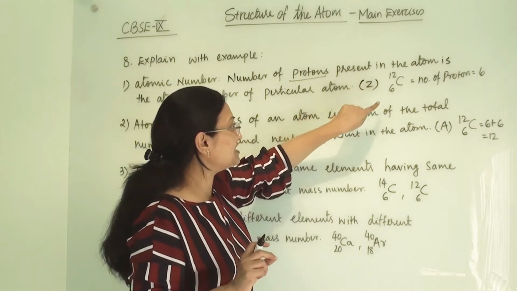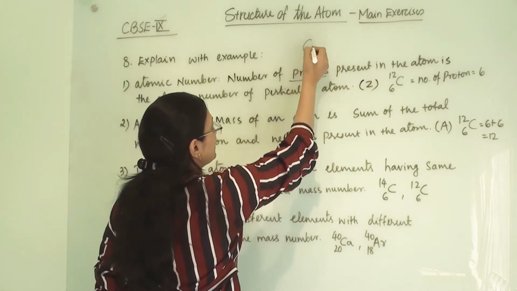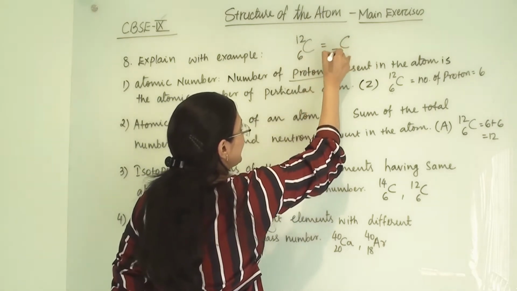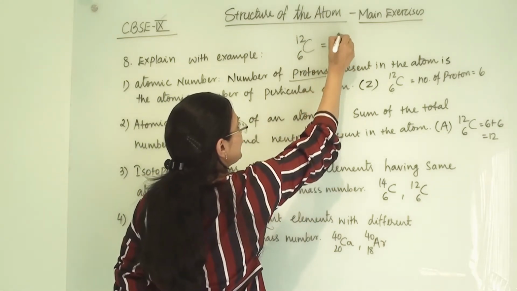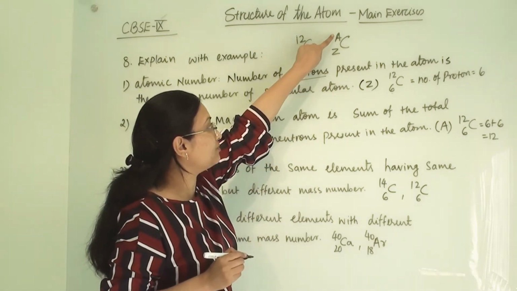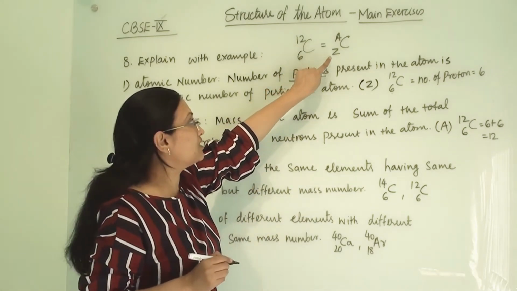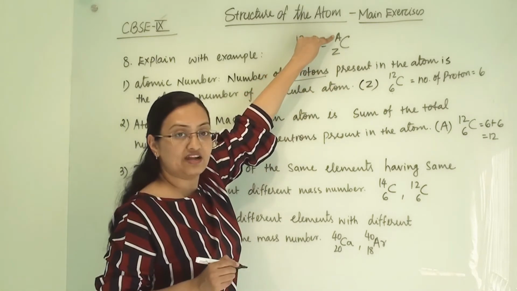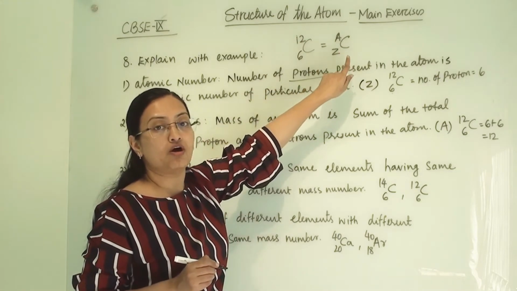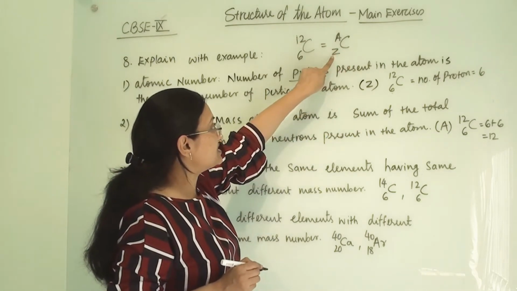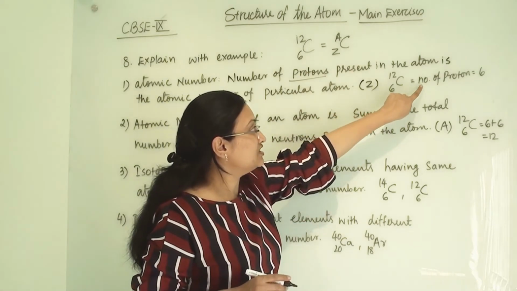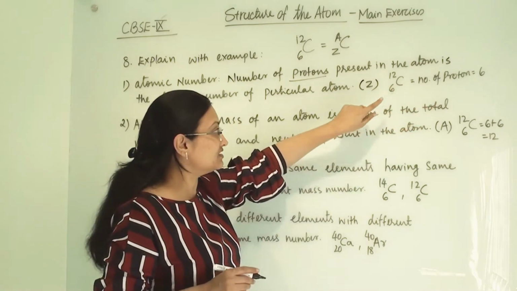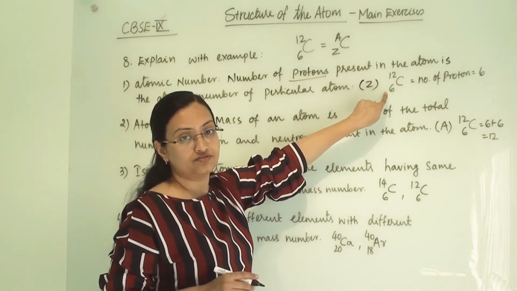And how are we writing the atomic number and atomic mass? C-6-12. Z is the atomic number and A is the atomic mass. A represents atomic mass and Z represents atomic number. So this is the pattern for writing the atomic number and atomic mass along with the symbol of the atom. Here 6 is the number of protons in carbon, 6 is the number of electrons in carbon, and hence this 6 is the atomic number of carbon.